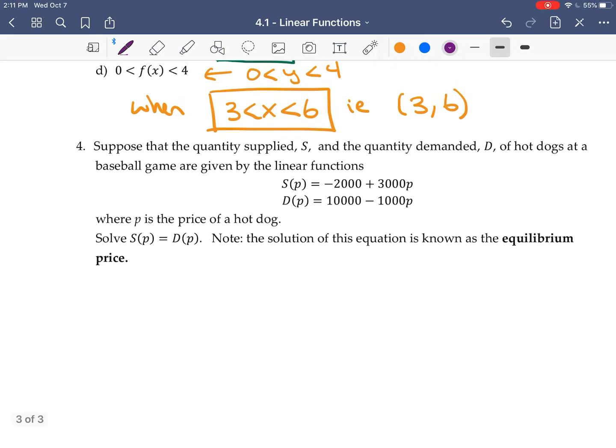Now again, I'm going to leave number 4 for you to try. It's sort of combining these ideas. We're using equations, though, instead of graphs. But I will fill it in for you in the subsequent video. So those are linear functions.